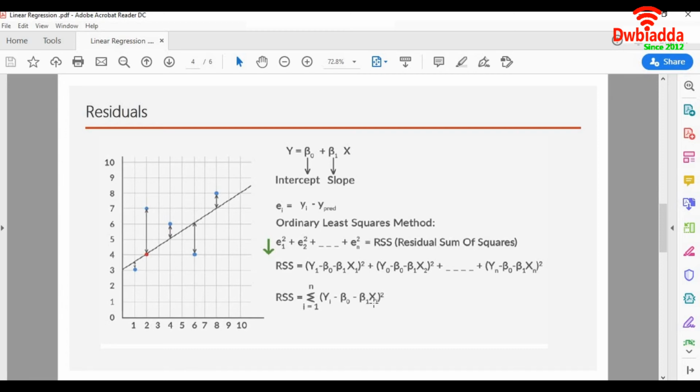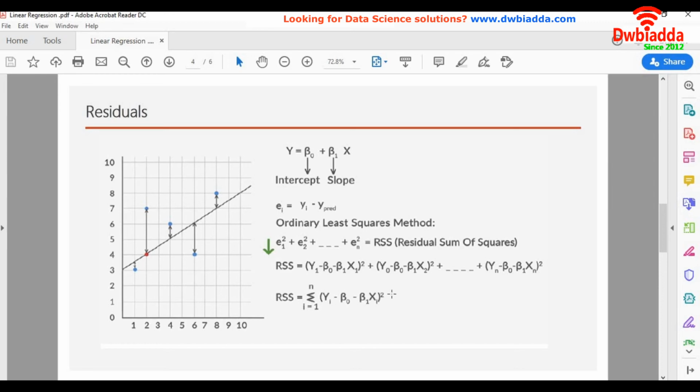Gradient descent is nothing but an iterative method. It keeps on checking for each iteration and it has a learning rate. Based on the learning rate and the iteration, it tries to find the value which has the least value of RSS, which is nothing but the residual sum of squares. We'll learn about gradient descent in detail in our subsequent lessons.